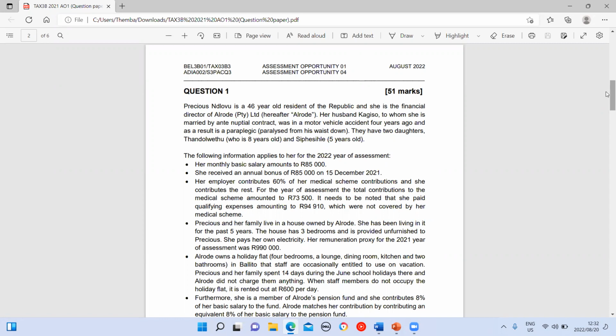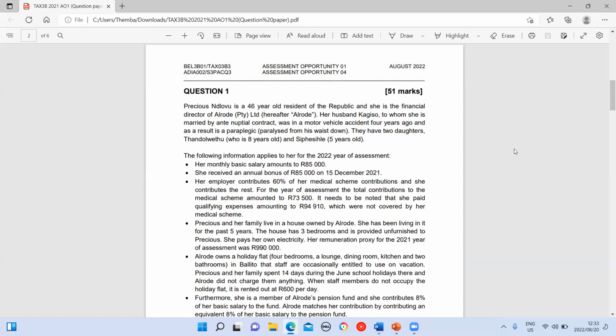So Kagiso was in a motor vehicle accident 4 years ago and as a result is a paraplegic, so he's paralyzed from his waist down. Consider those section 6B rebates also. They have two daughters, Tandolwe, who is 8 years old, and Sipesishle, 5 years old. These are dependents. You must do this with the framework in your mind, identifying things so that when you answer, you're fast with it. It'll save a lot of time and get you all the marks that you want.